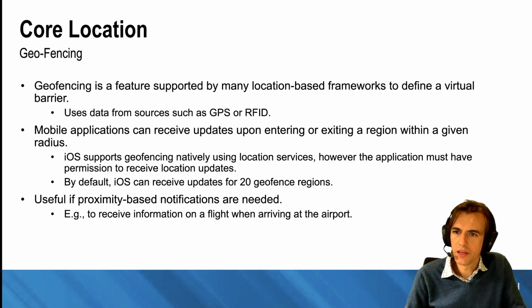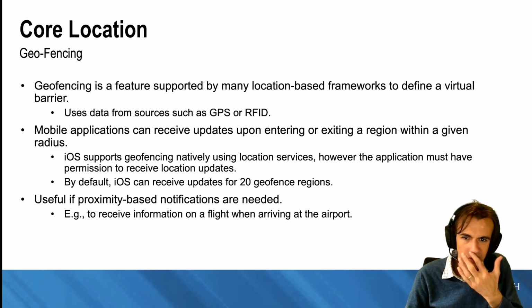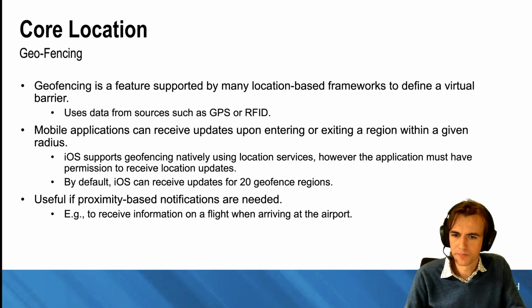Finally, geofencing is a way of watching for a device entering or leaving a particular barrier area. It uses data from sources such as GPS or RFID. Again, this framework behind the hood uses a lot of different sources for location information. You can get updates when you enter or leave a region with a fixed radius. You must have permission again, and iOS can track up to 20 of these geofenced regions. Obviously, there are costs associated with it because you're having to periodically check the location information.